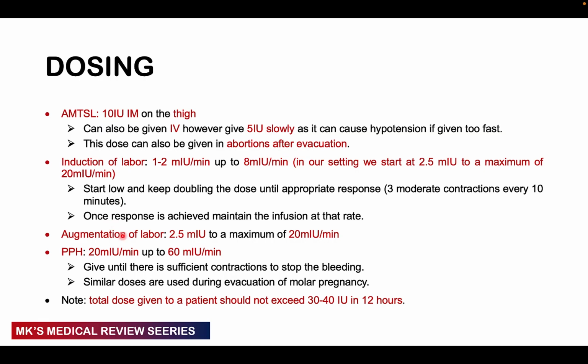Then you can also use it for augmentation of labor with similar doses, 2.5 milli international units per minute with a maximum of 20 milli international units per minute. In PPH prophylaxis, we give slightly higher doses: 20 milli international units per minute up to 60 milli international units per minute. If you don't understand what this milli international units per minute is, I will explain it very shortly in the next slide. This is given until you have sufficient contraction to stop the bleeding, and similar doses can be used in the evacuation of a molar pregnancy.